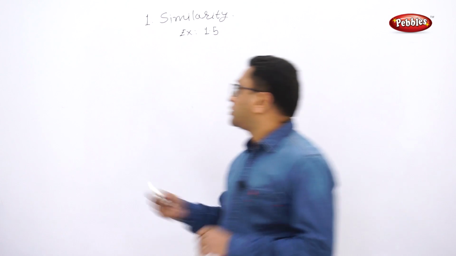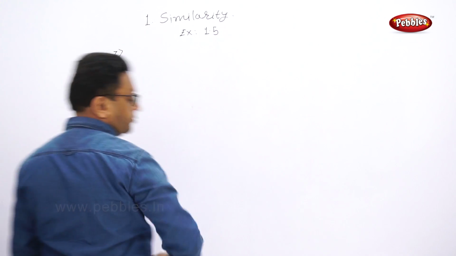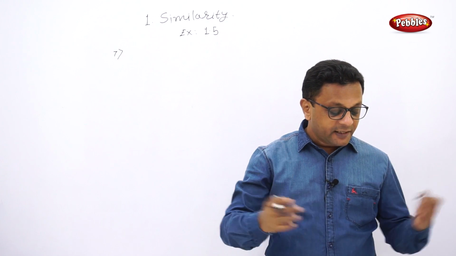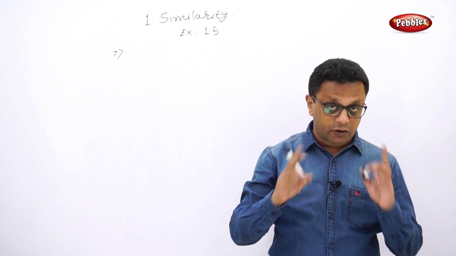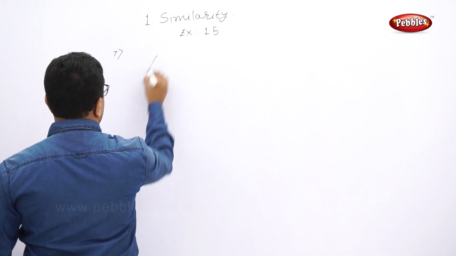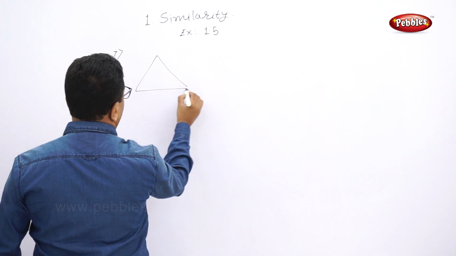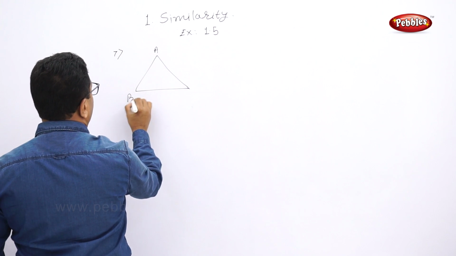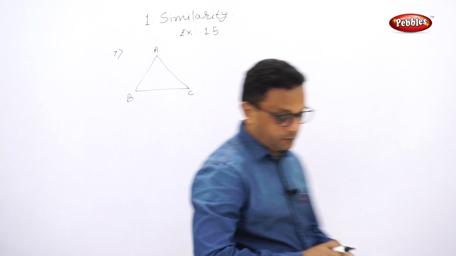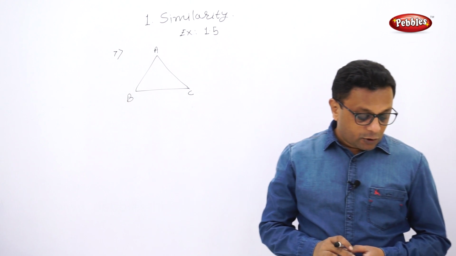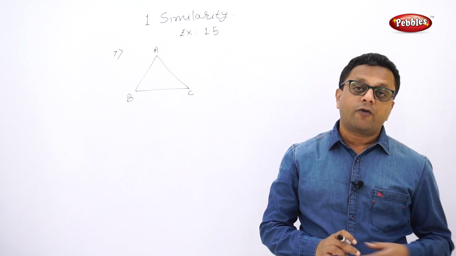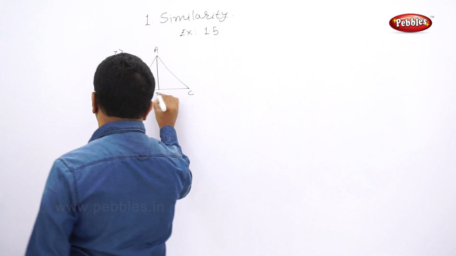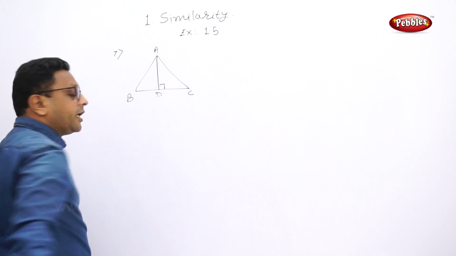Let us solve example number 7. Prove that 3 times the square of any side of an equilateral triangle is equal to 4 times the square of an altitude. First draw the equilateral triangle. Let it be A, B, C. We'll draw an altitude. Let it be AD. This is the altitude, right angle.